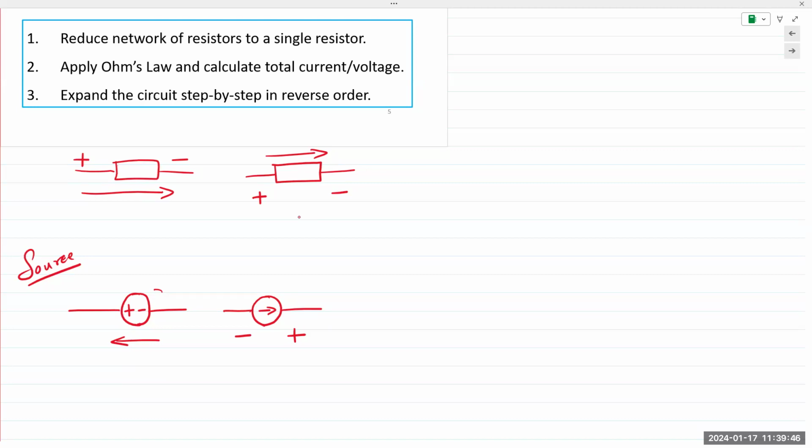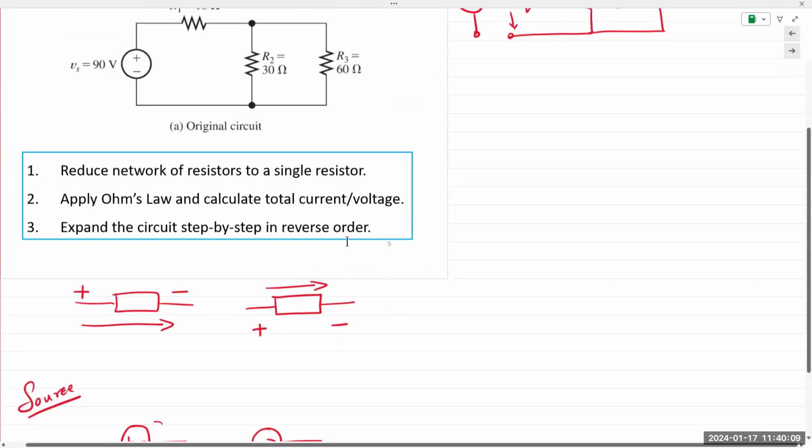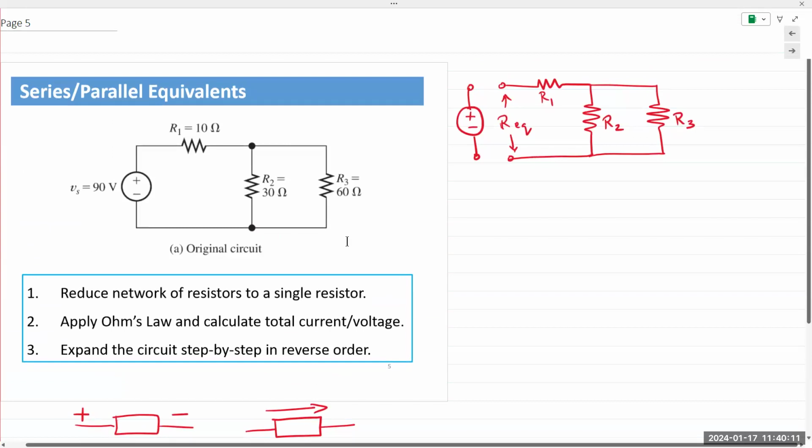A battery is a source. This is a constant voltage source, so you can say it's a voltage source. And in a battery also, current goes from minus to plus. Is that clear to everyone? Again, fundamental concept. So let's apply this concept to our circuit.